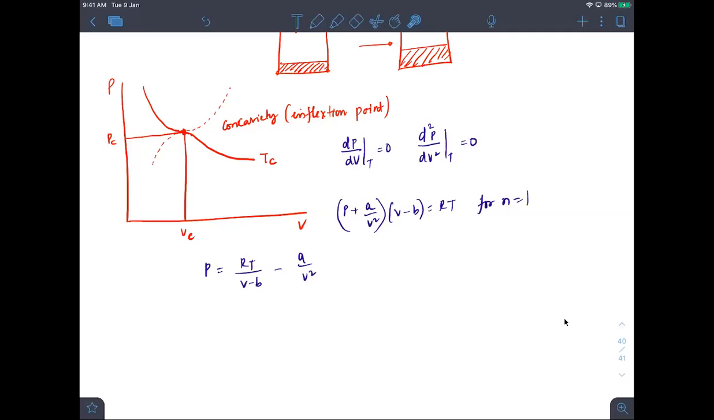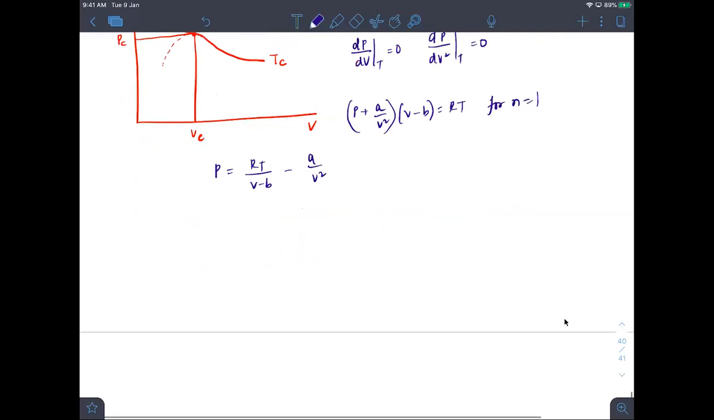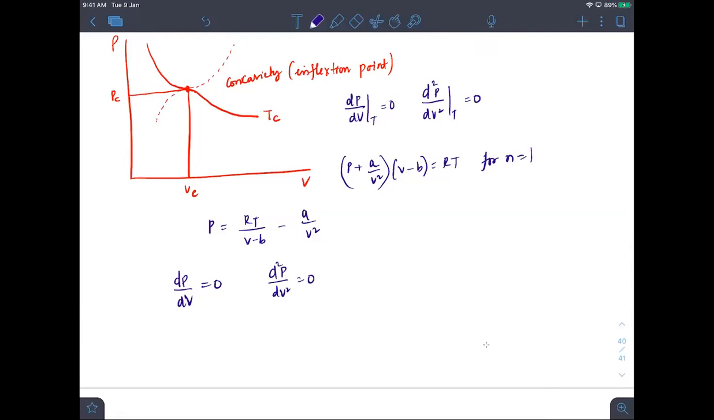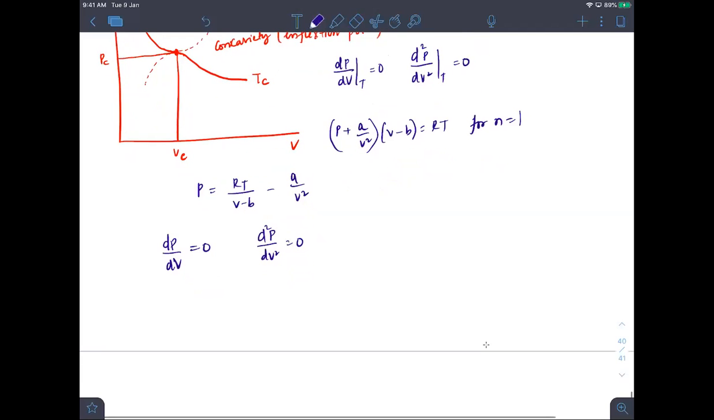And if I differentiate this, first differentiation and second differentiation, so dP by dV I will do once and equate it to 0. Got it? Here also I'll equate that to 0. d square P by dV square equal to 0 once. So two equations will come. When you solve both of those equations, I will be able to get three very important points. VC will be equal to 3B, TC will be equal to 8A by 27RB, and PC will be equal to A by 27B square. This is what you will be able to derive.